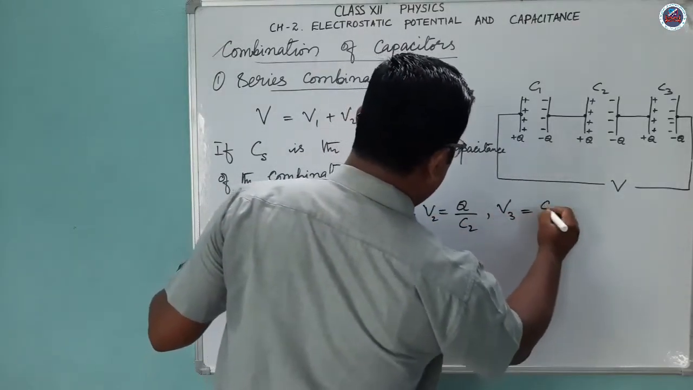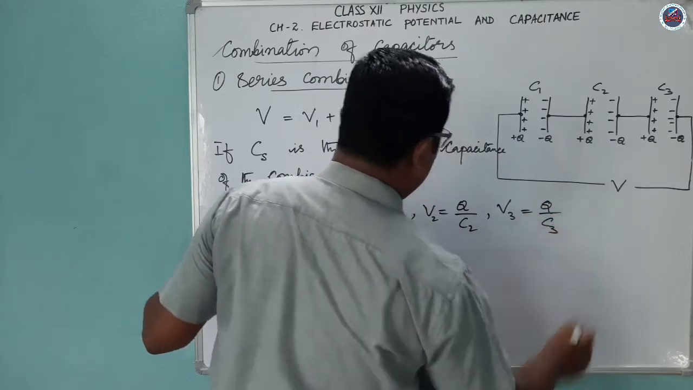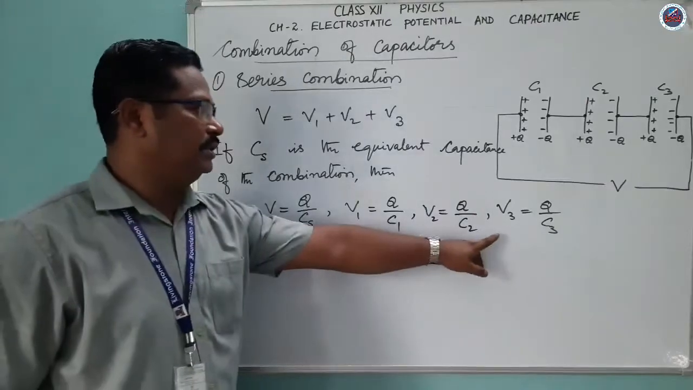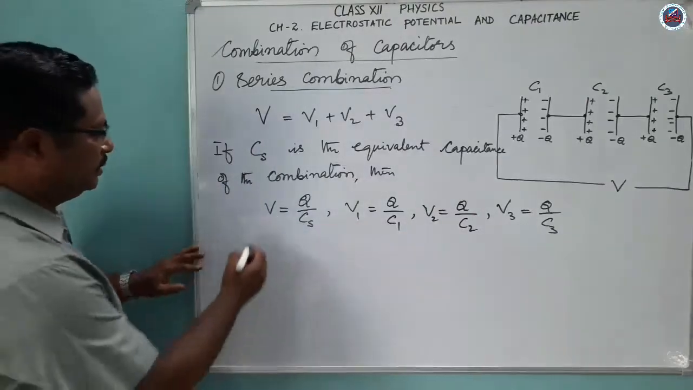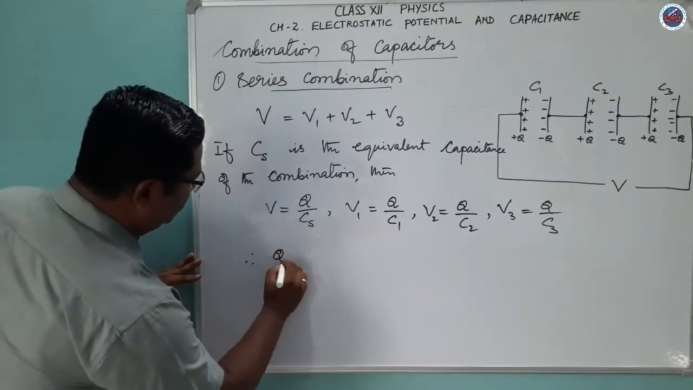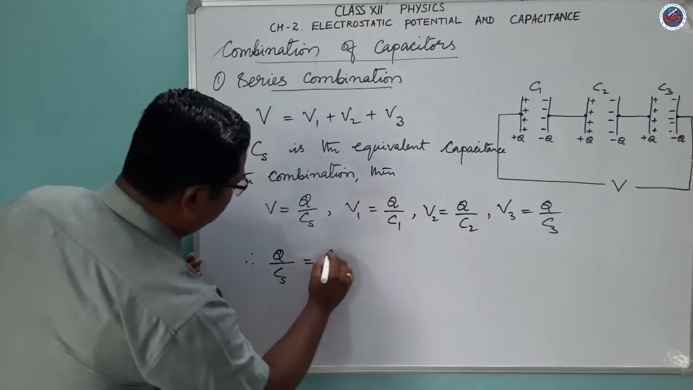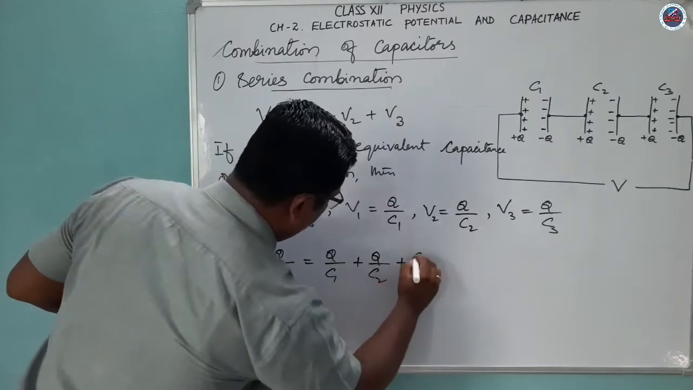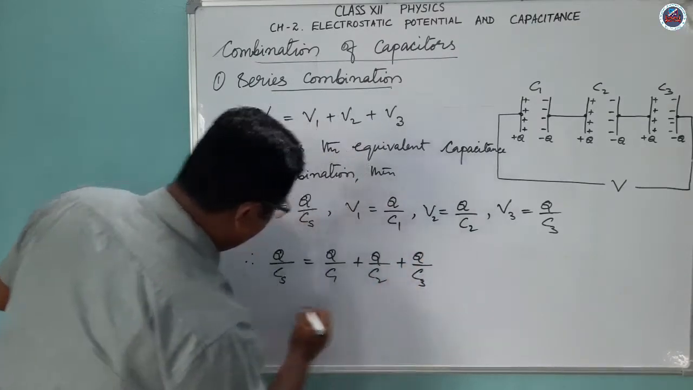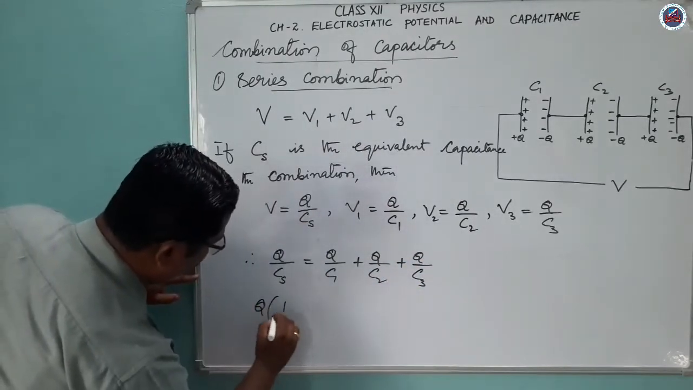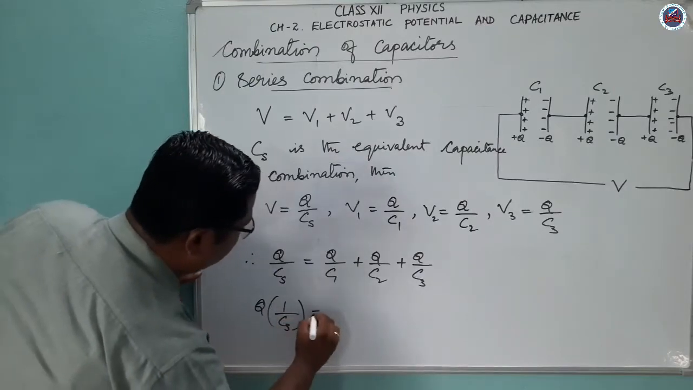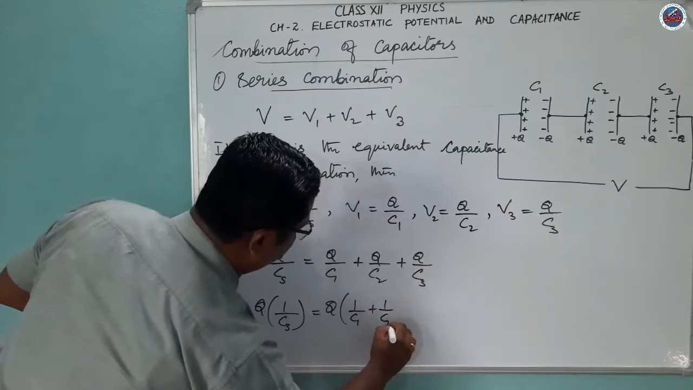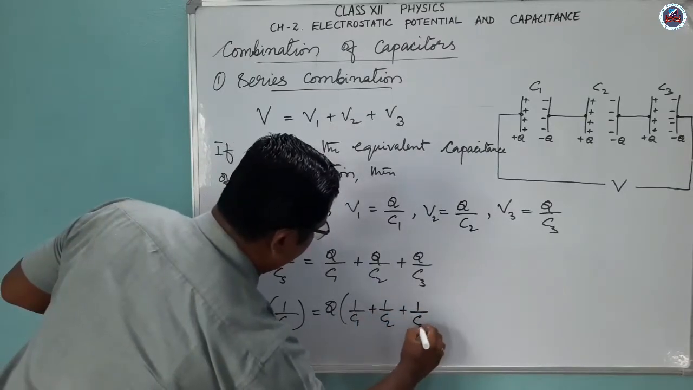V3 will be Q divided by C3 and so on. Now if you put the values of V, V1, V2, V3 here, then you will get Q divided by Cs is equal to Q divided by C1 plus Q divided by C2 plus Q divided by C3. The Q, if you take it apart, 1 by Cs is equal to Q, take common here, 1 by C1 plus 1 by C2 plus 1 by C3.